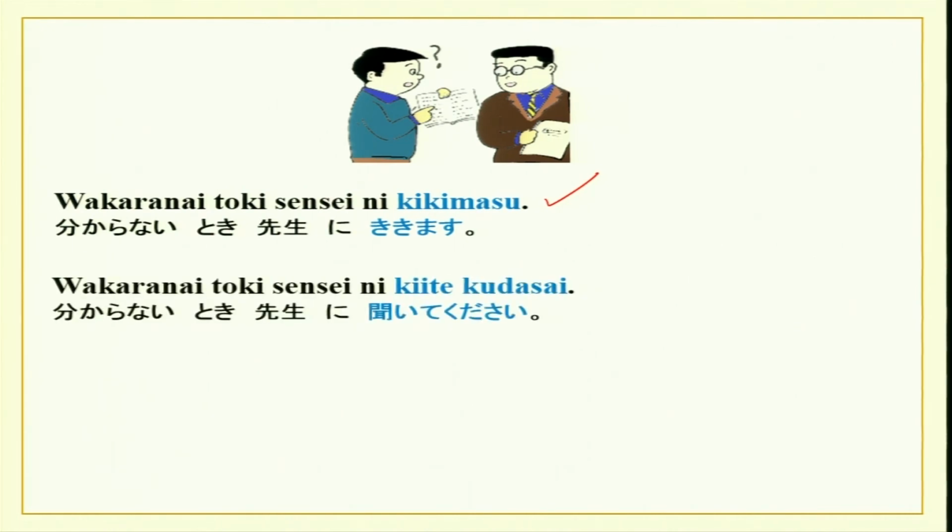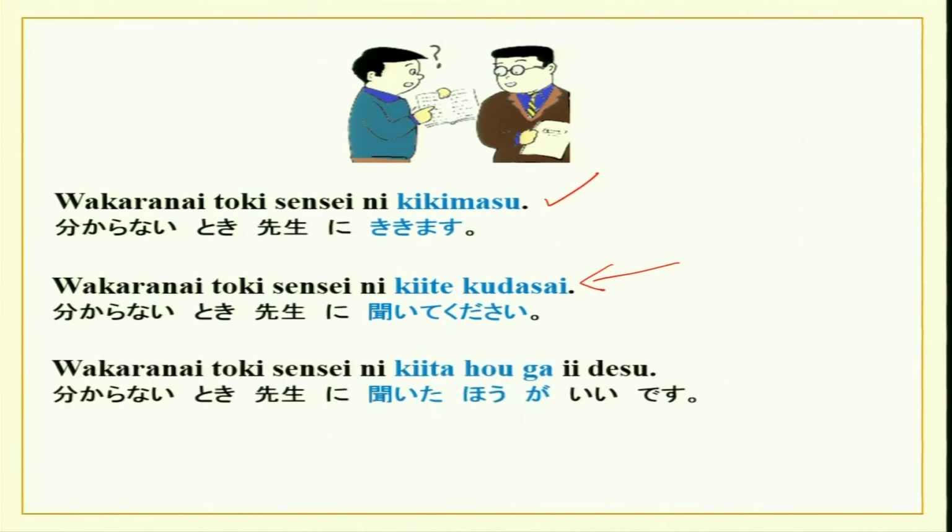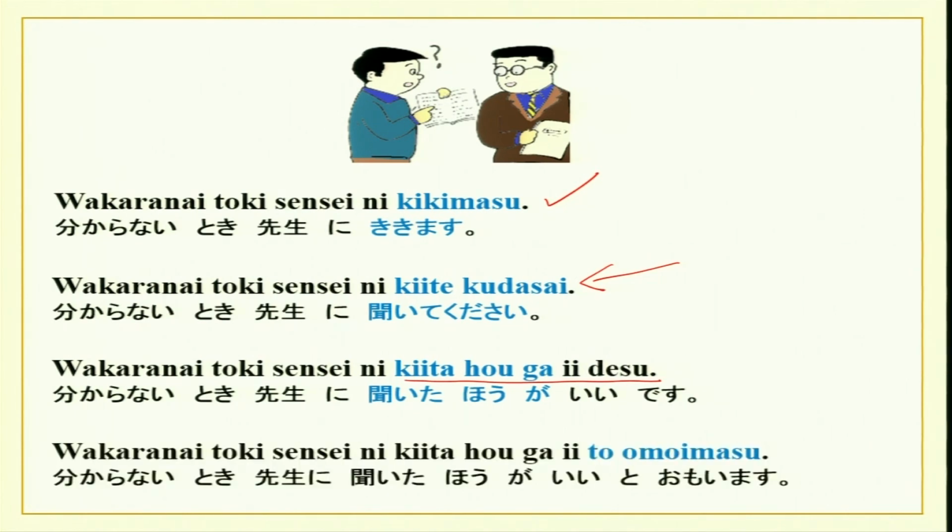わからないとき先生に聞いてください, somebody is suggesting. Then わからないとき先生に聞いた方がいいです. So, it's a very strong suggestion. Now, look at this one. わからないとき先生に聞いた方がいいと思います. I think it is better that you ask sensei. So, all 4 are there. You can go over it again. Try to make another sequence like this with some other picture and see the difference on your own.